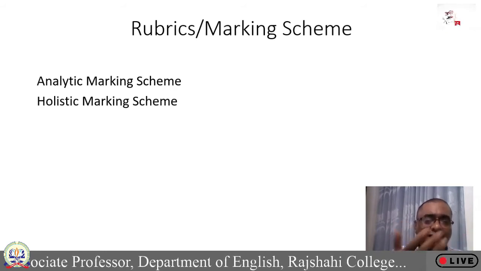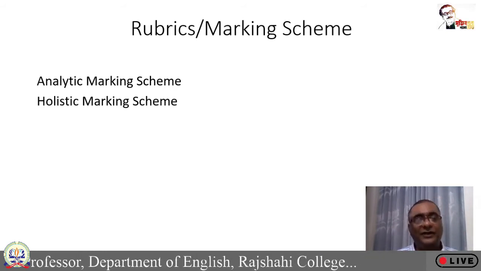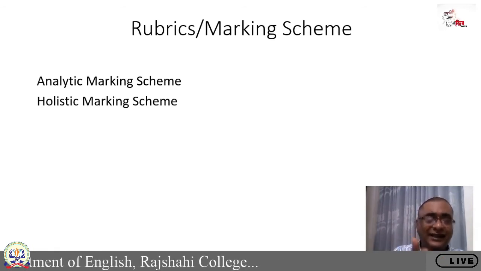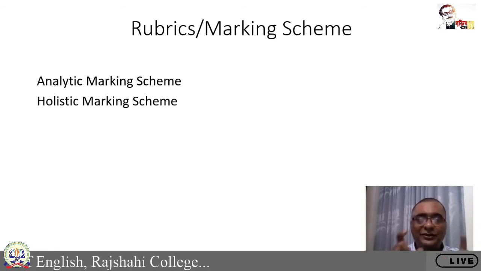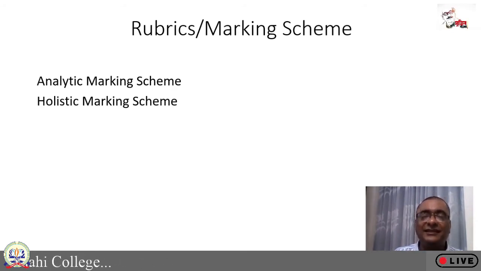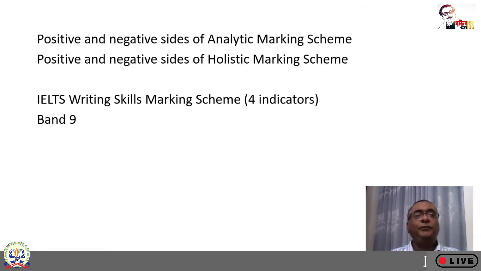So why are these two sorts of marking schemes available, and which one are we using, or which one do you notice over here? You are basically noticing analytic marking scheme because your writing is just in terms of different criteria. So this is the best possible marking scheme or rubrics in the world. Now, positive and negative sides of analytic marking scheme.